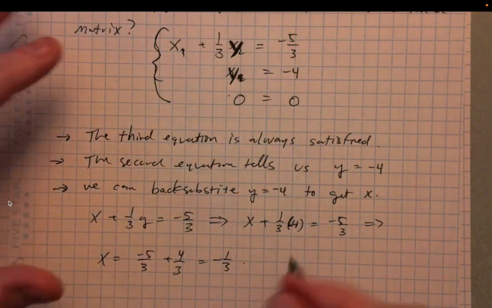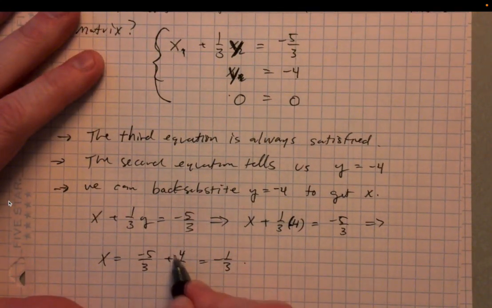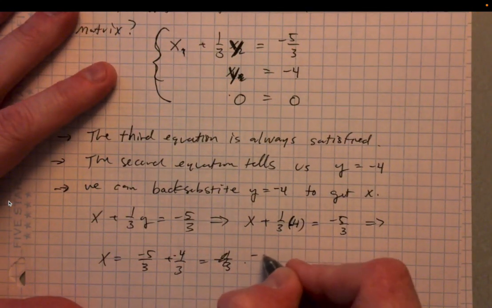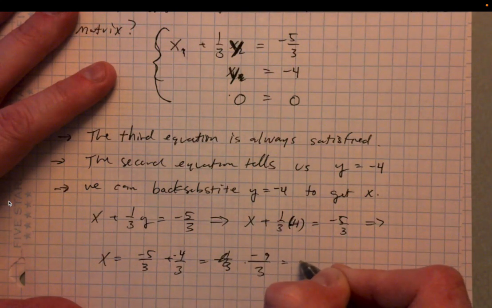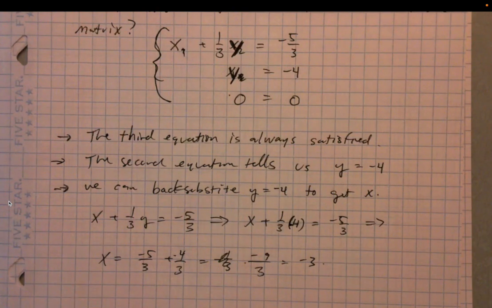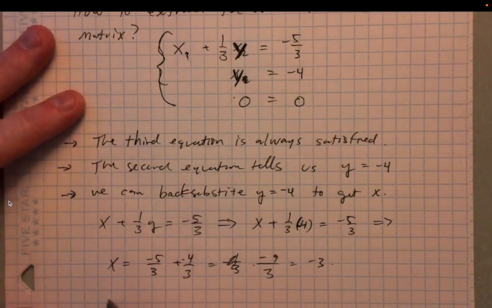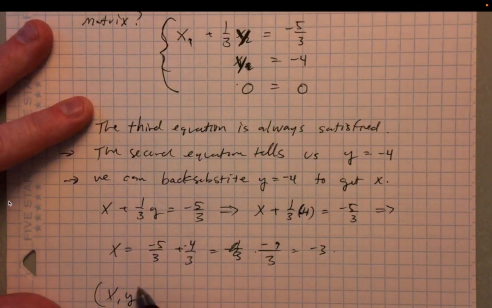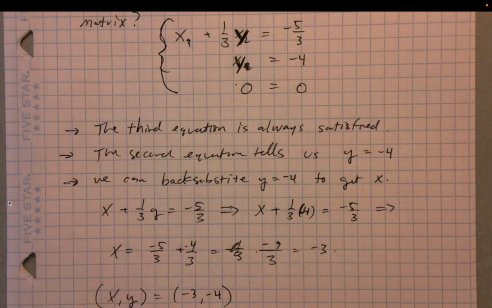Oh, actually, that should be negative there. So to actually get negative 9/3, which is negative 3. Okay. And so our solution here is that x, y is equal to negative 3 comma negative 4. Okay. All right. It's possible I made a typo in there, so double check that. But that's the idea, right?